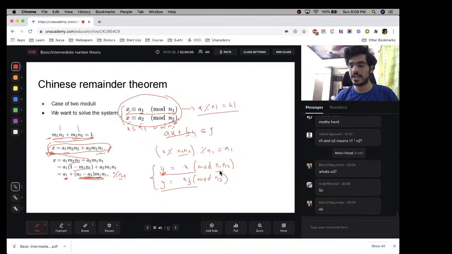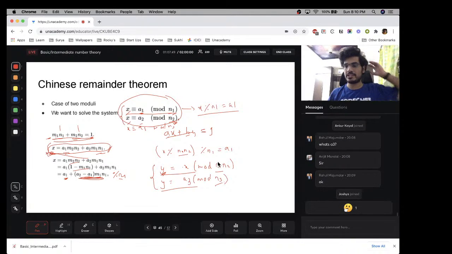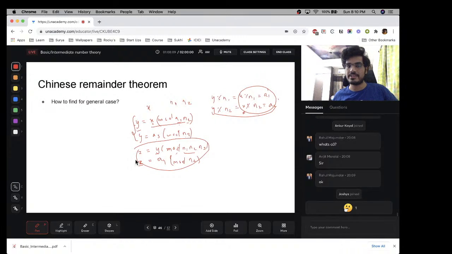Since n1 into n2 is co-prime to n3, we already know that n1, n2, n3 are co-prime pairwise. n1 n2 is also co-prime to n3. We find y equal to x mod n1 n2, y equal to a3 mod n3, using this formula here. Then such a y will also satisfy the first two equations. So using such a y, we'll find z for a4. Like that, iteratively we find for ak.